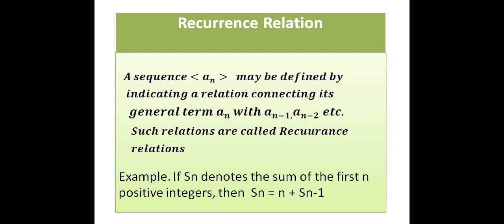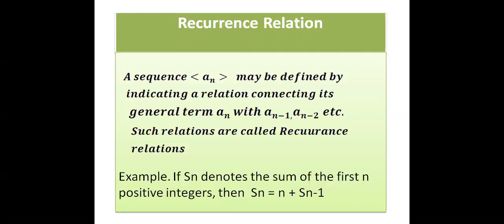If a_n is a sequence, and if there exists a relation between a_n, a_(n-1), a_(n-2), a_(n-3), or a_(n+1), a_(n+2), a_(n+3), something like that, such a relation is called a recurrence relation. Such a recurrence is known as a recurrence relation.